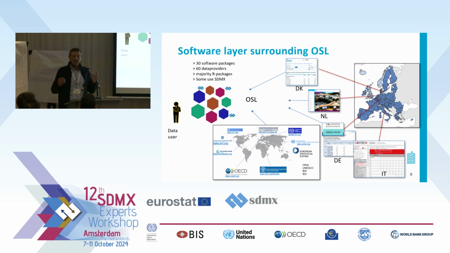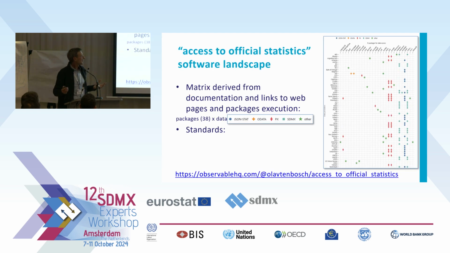So the challenge was to get a better view on this landscape. What we did is create this table at the end of 2023. It's online, if you want to have a look at it. Look it up, and if you have changes, then please send me a mail or whatever. It lists the data providers, all the data providers that can be reached by all the software on this list, about 60, and the packages horizontally, and the standards that are used in these packages. This was generated by reading documentation or running the packages if possible, because it's not always known which software gives access to which data source.